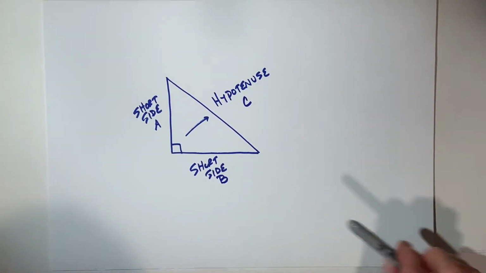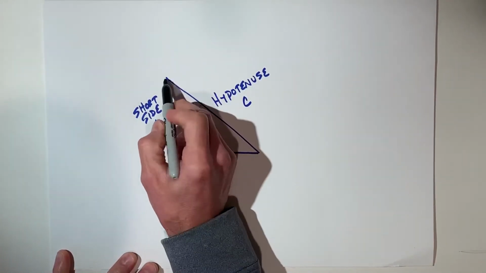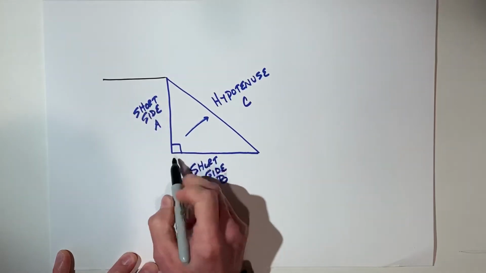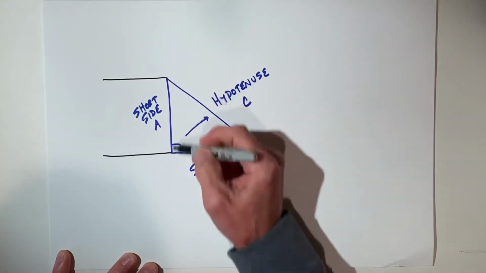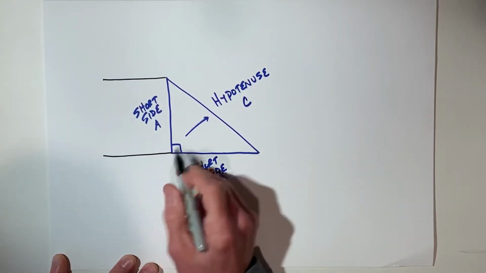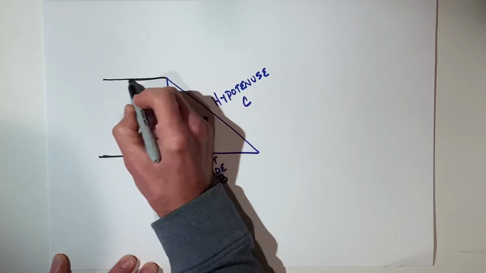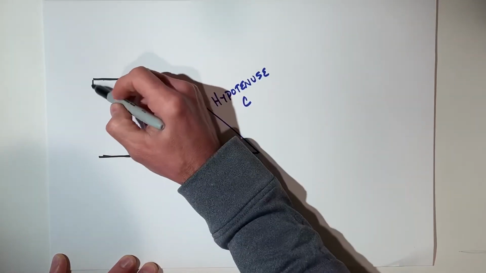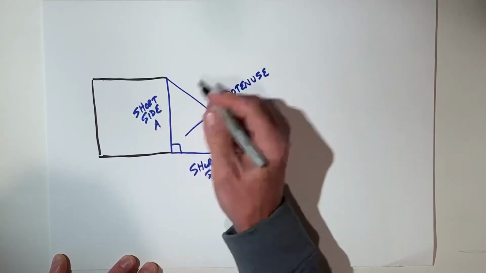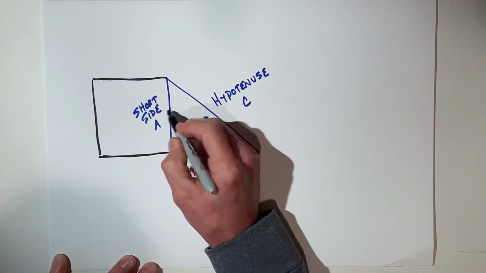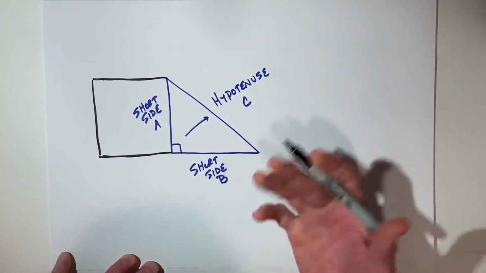So I'm going to try to do my best art skills here. What I'm going to do is make a square off of the short side. I'm going to imagine a square, whatever this short side length A is here, I'm going to try to make it about the same this way. It's probably not going to be perfect, but I'm going to ask you to use your imagination here. So if this is 5 units long, this would be 5 units long, and the area would be 5 times 5 or 25. You get the idea, right?